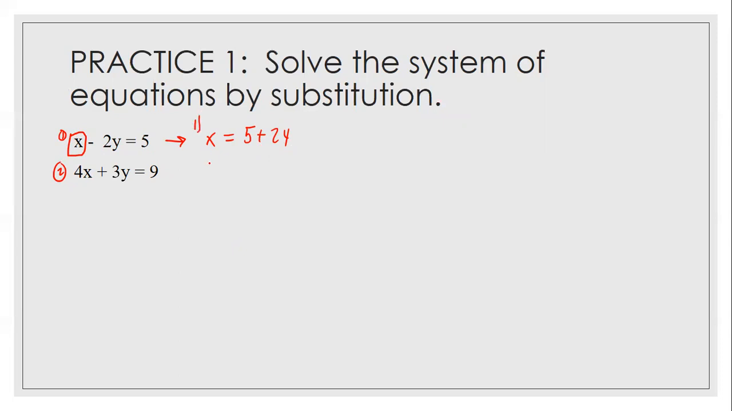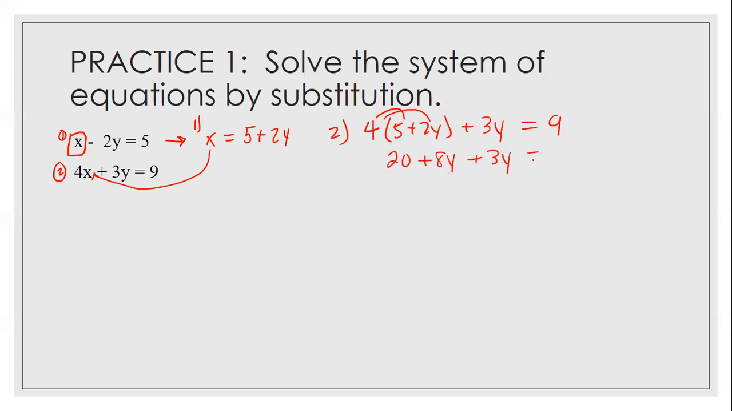Yes. Okay, then step 2 is I'm going to take this x, and plug it into this x, right? So step 2, I have 4 times 5 plus 2y plus 3y equals 9. Now I'm going to solve for y. So I distribute, gives me 20 plus 8y plus 3y equals 9. Combine like terms, we get 20 plus 11y equals 9.